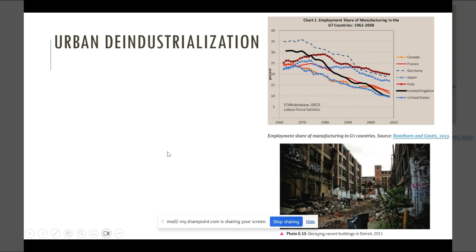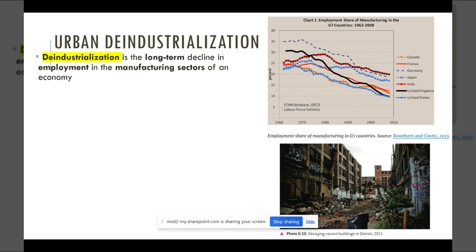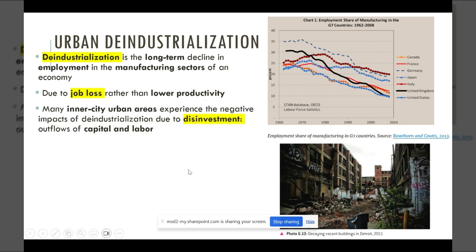Deindustrialization is a key change process that we spent some time on. So deindustrialization is where you have a long-term decline in employment in manufacturing centers, or sectors, sorry. It's usually due to job loss rather than lower productivity overall. Many inner urban areas experience this through disinvestment, which means there are outflows of capital, which means investment in factories, mechanization, transportation, things that make your business go, and then outflows of labor, which means you're hiring labor from other places or you're seeing people leave for jobs elsewhere.